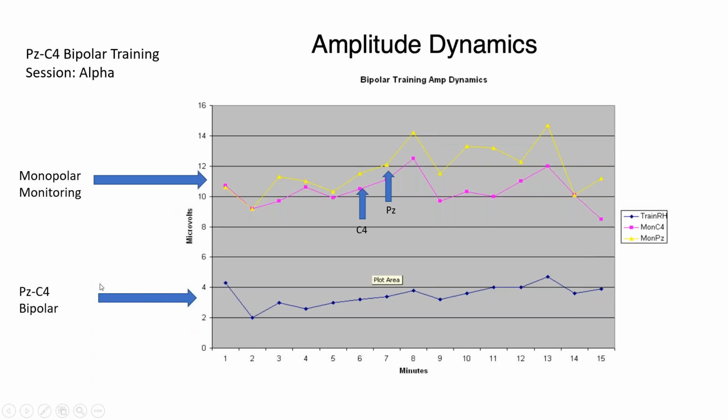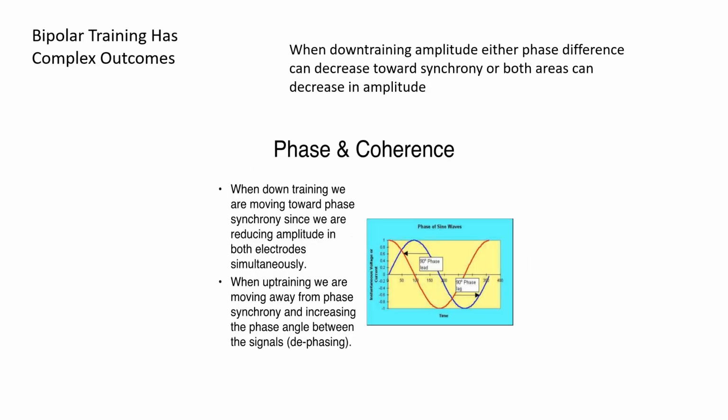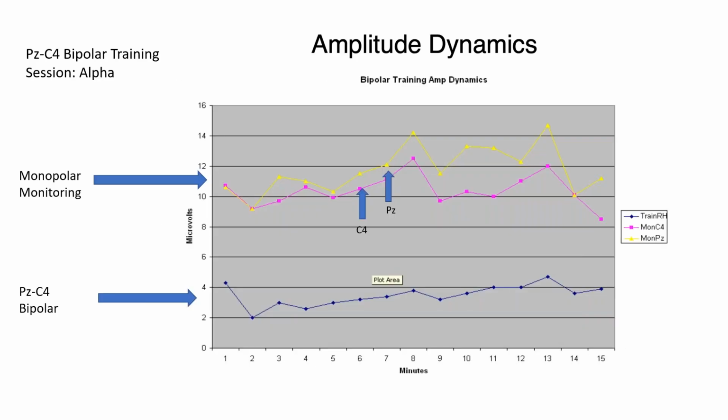And this is interesting. Down here is the PZ-C4 bipolar montage. First it's going down, then it's gradually going up, goes down a little, and it keeps going up. So they're getting better and better at getting this up. Well, if they're getting better and better at getting it up, let's say they're training PZ-C4, does that mean that C4 is going down to zero a lot? Or does it mean the other option? If you're training up, are we getting one side really up and one side really down? Or are we getting shifts in phase and coherence?